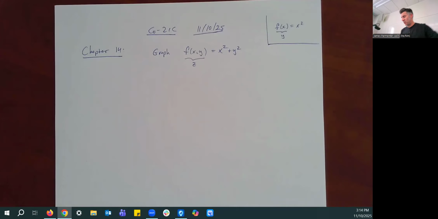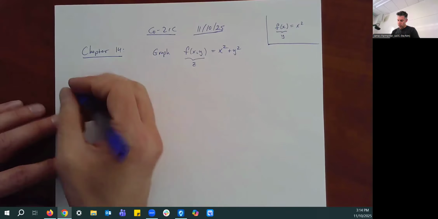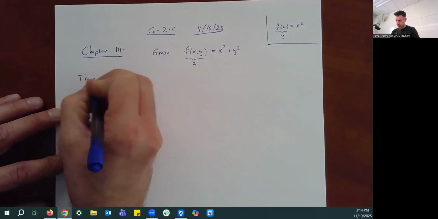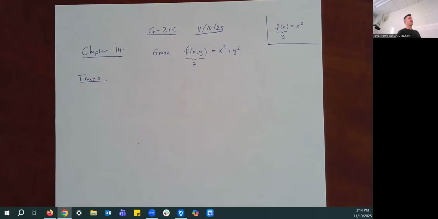So there's lots of ways to do this. A couple ways to think about this is one thing we often do. I need a black pen though. We're going to think about the traces for a second. So the traces are what's happening in kind of each of the coordinate planes. So what's happening in the XY plane, the XZ plane, and the YZ plane.